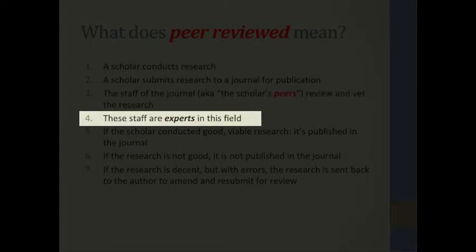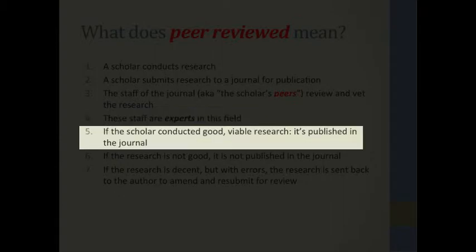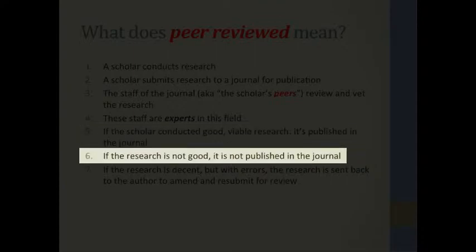So if it's a journal of psychology that the work is to be published in, the staff of the journal will have PhDs in psychology. If the scholar conducted good, viable research, it's published in the journal, and it is thus peer-reviewed. If the research is not good, it's not published in the journal. So you know that when you're reviewing and reading articles in a journal that is peer-reviewed, the research is credible and experts gave it the thumbs up.